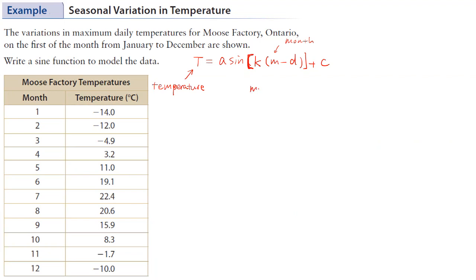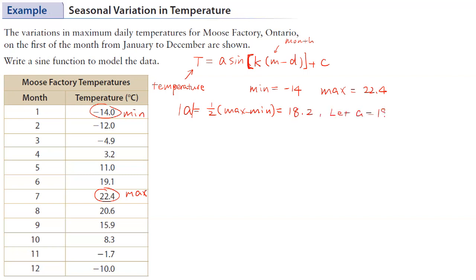According to the given data, the minimum value is minus 14. The maximum value happens here, and the maximum value is 22.4. So the amplitude, the absolute value of A, is 1/2 of maximum minus minimum, which is 18.2. So we can just let A be 18.2. So we have solved the first parameter.